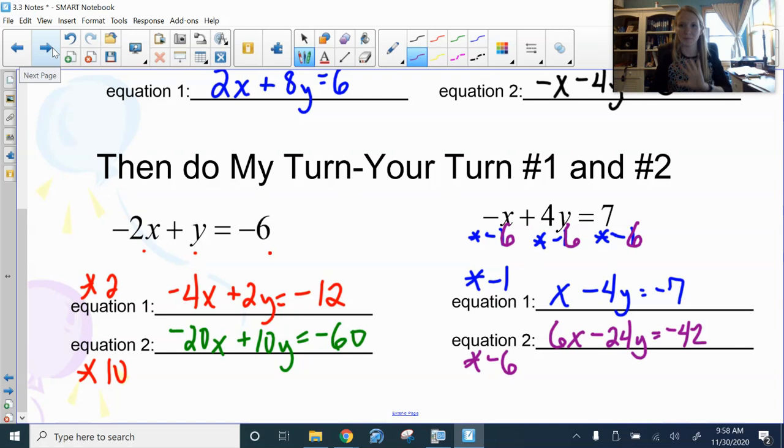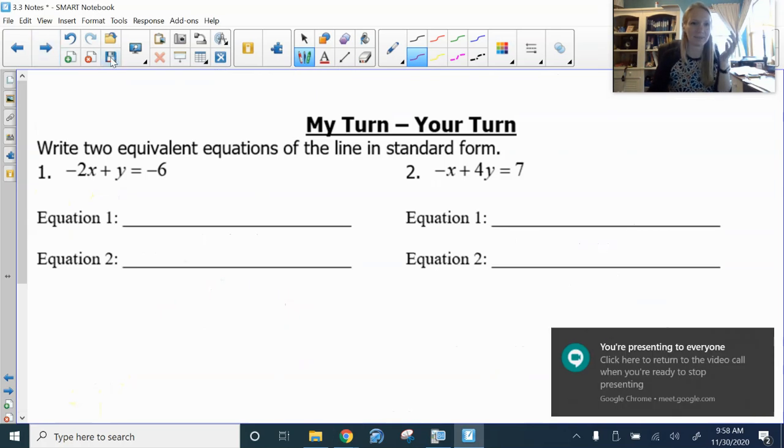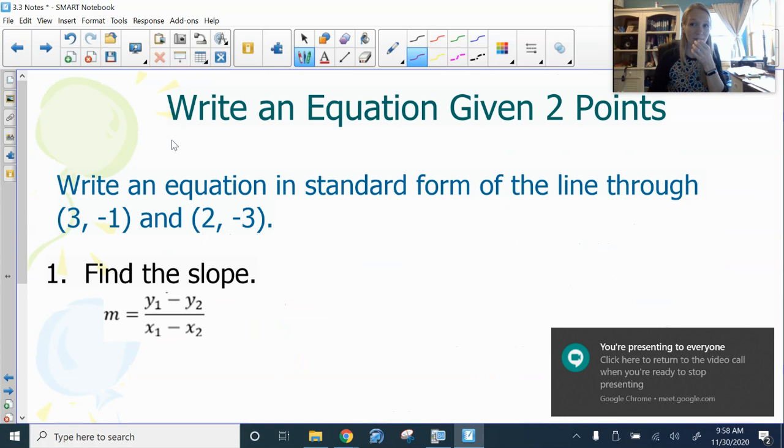Okay. Equivalent equations, not so terrible. Uh-oh. My son is calling. Mom, I need help. Okay. So let's take another look. After a while, it becomes your new name. Right.